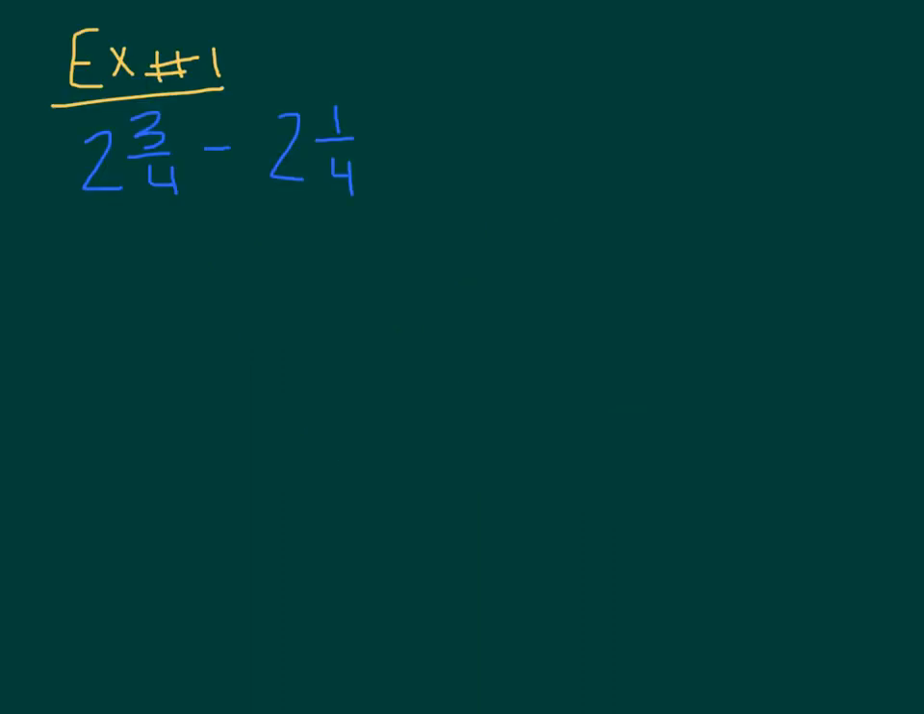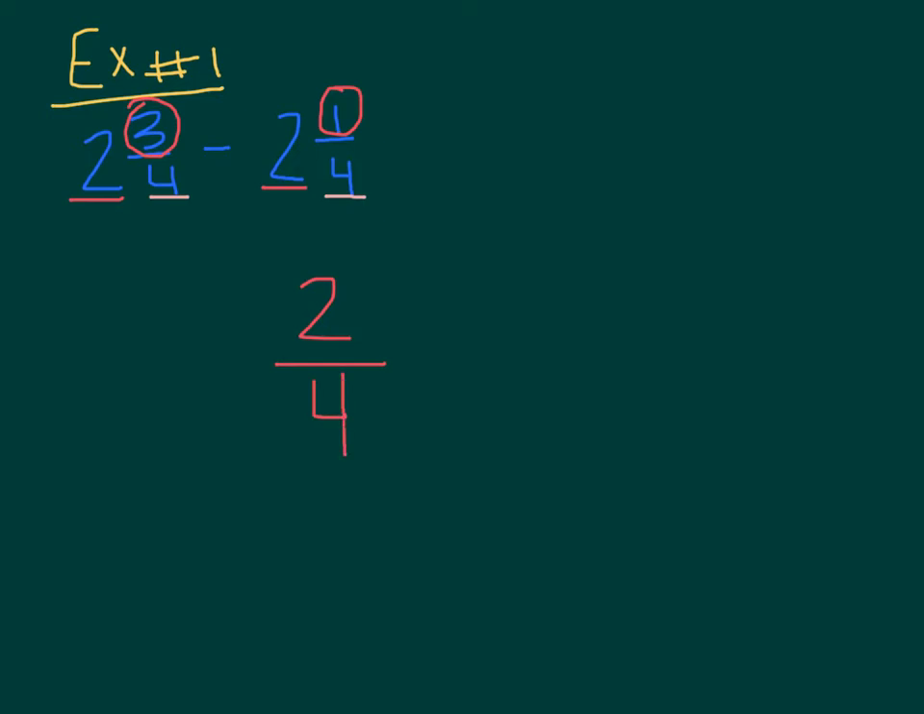We have 2 3/4 minus 2 1/4. So luckily in this problem we already have common denominators, so we don't have to change the denominators. We can simply subtract. So we subtract our whole numbers. 2 minus 2 is going to be 0, so we're not going to have a whole number anymore. Then we subtract our numerators. 3 minus 1 is 2. And the denominator stays the same, which is 4.